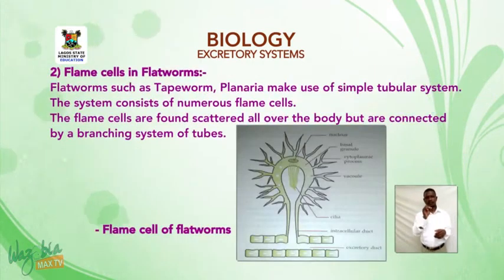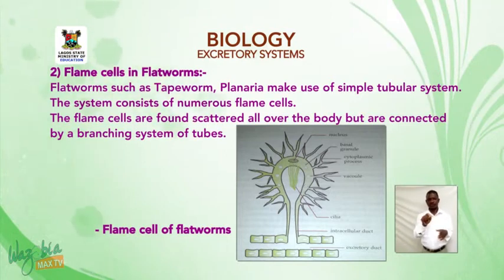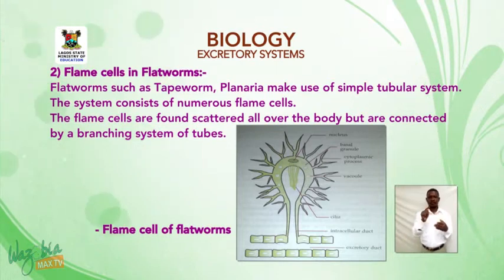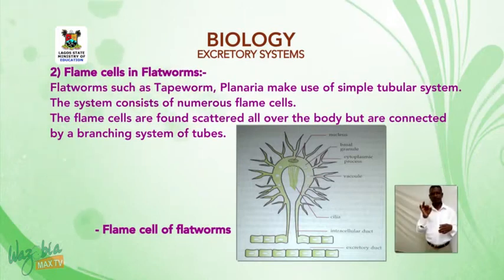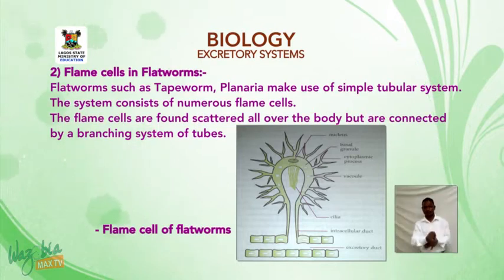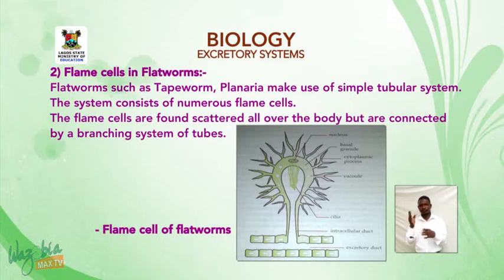2. Flame cells in flatworms. Flatworms such as tapeworm, planaria, make use of simple tubular system. The system consists of numerous flame cells. The flame cells are found scattered all over the body, but are connected by a branching system of tubes.